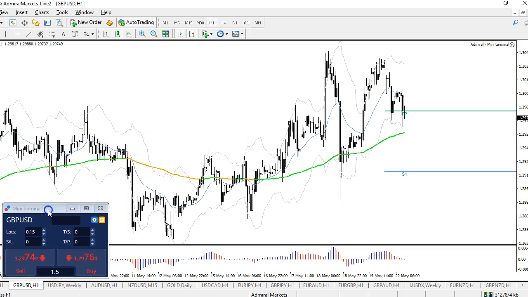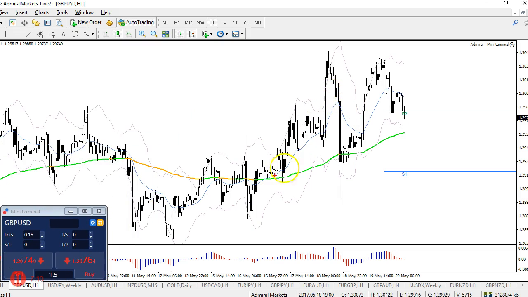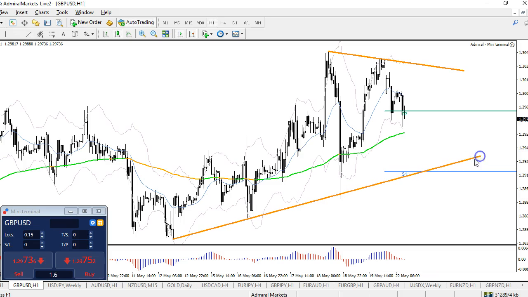All right, pound dollar. Pound is a bit difficult because of this formation, up, down, up, down. One thing is clear though, a break above this would indicate the bullish continuation. And the other is also clear. If price breaks below this support line, I would expect a bearish breakout, and also below the S1.